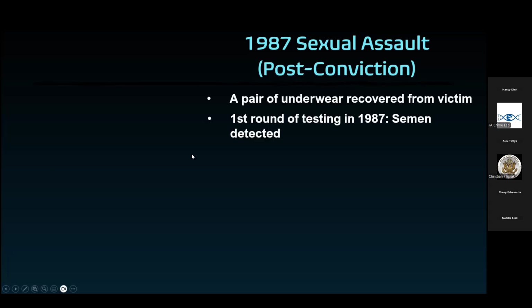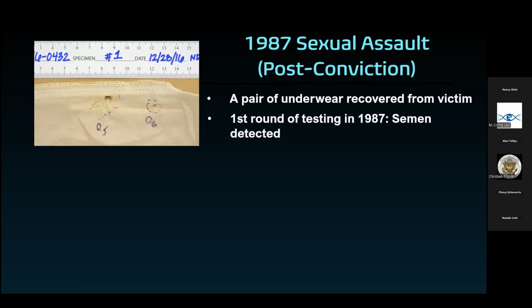So the initial testing in this case was done in 1987 by the state's lab, and they reported finding sperm on the victim's underwear. So here's the upper portion of the underwear. It's the upper back outer portion of the underwear. You can see right here where I circled is a sample that they took. You can see the little void there. So semen was detected in this sample. However, there was no further testing of this, which is not totally unusual for that decade, right? As more modern day DNA testing didn't really become a thing until the 90s.